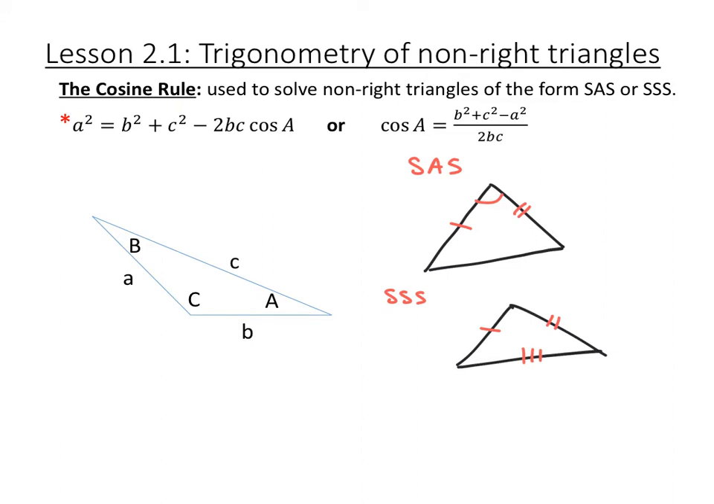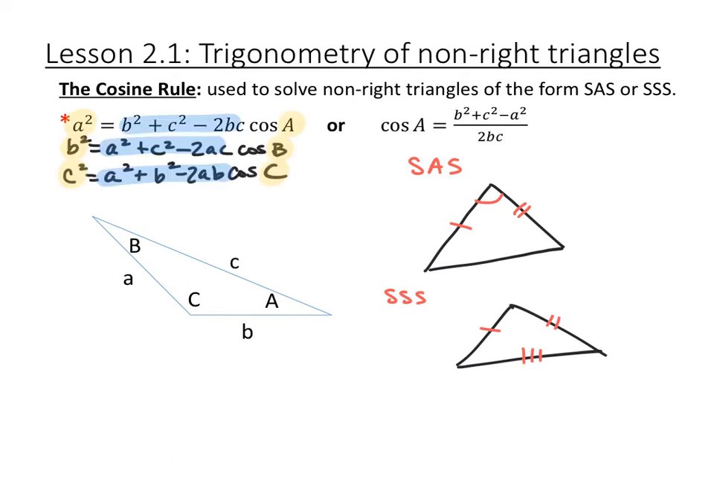What the cosine rule says is that a squared is equal to b squared plus c squared minus 2bc cosine A. You could also rewrite this depending on what information you knew or needed. So you could use this for b: side b squared is equal to side a squared plus side c squared minus 2ac cosine of angle B, or c squared is equal to a squared plus b squared minus 2ab cosine of angle C.